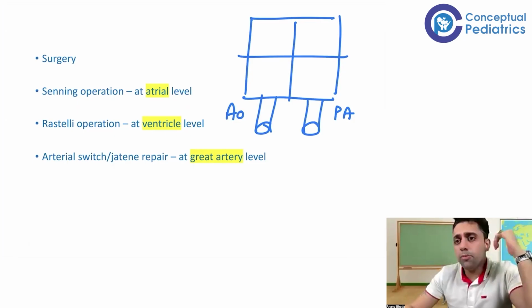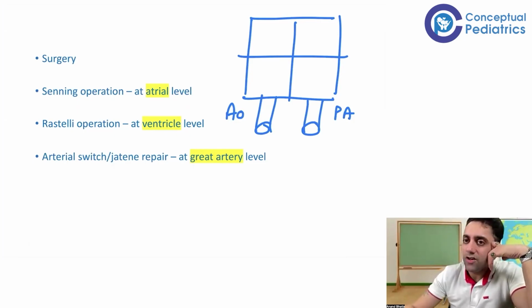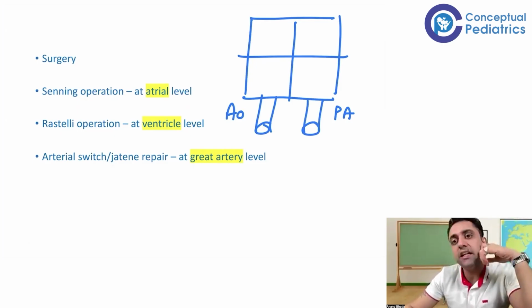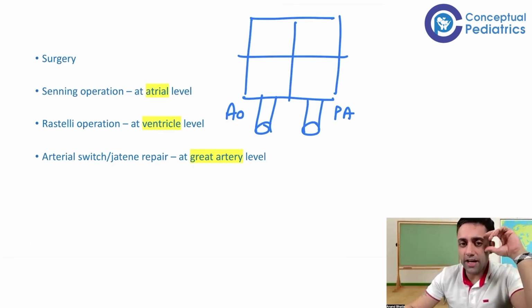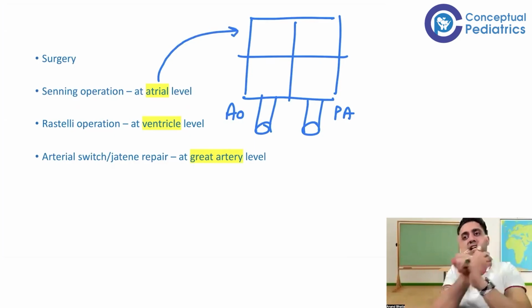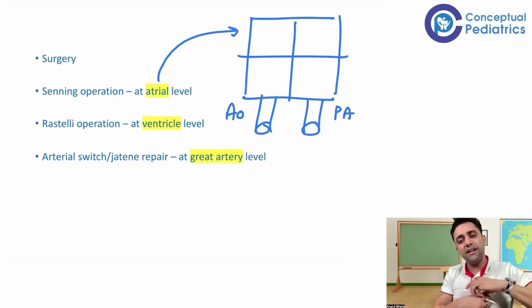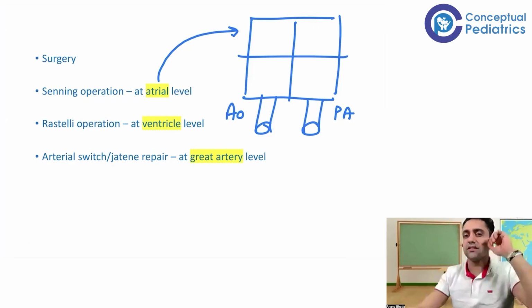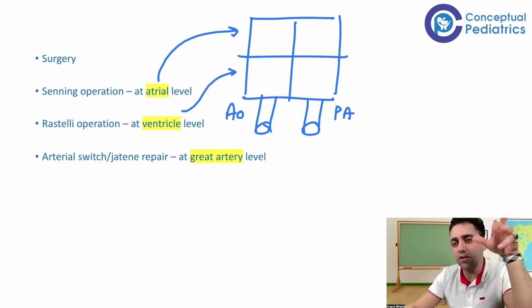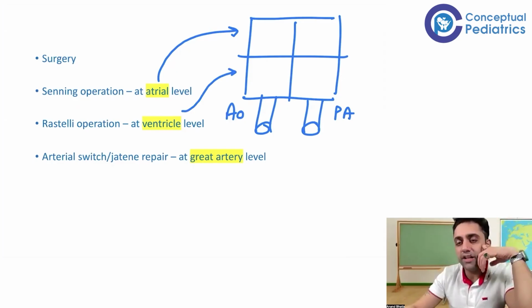Now, very importantly, we'll do the operations. There are many operations. There is the Senning operation, Rastelli operation, and arterial switch, which is known as Jatene repair. So it's very easy. The Senning operation is done at the atria level, where I'll switch the atria only. Right atria become on the other side and left atria on this side, or I'll switch the ventricle, like the Rastelli operation, which is almost like a Levo-TGA.